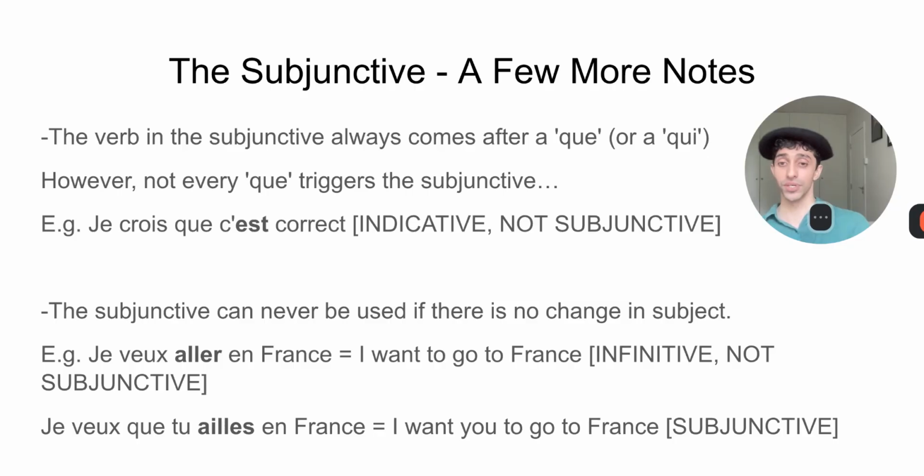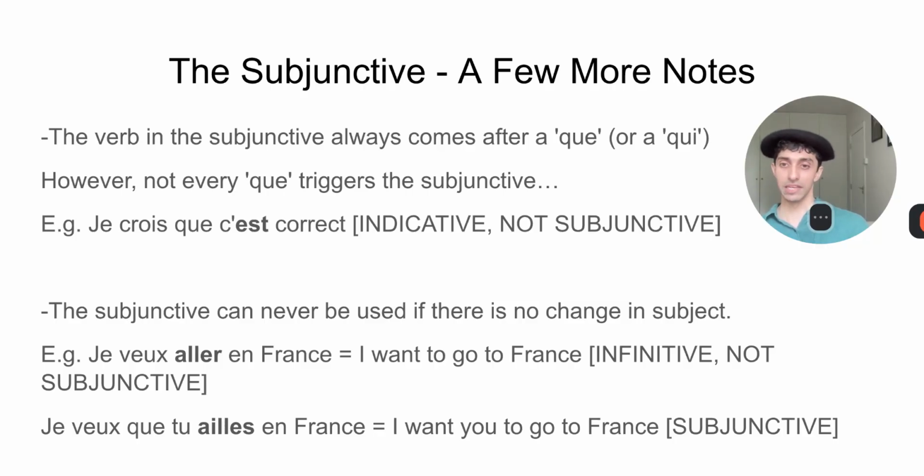the verb after the word que should not go in the subjunctive, but in the indicative mood. So the subjunctive pretty much always comes after the word que, but not every que triggers the subjunctive. For example, you would say je crois que c'est correct. You wouldn't say je crois que ce soit correct. So after je crois que, even though it ends in que, you still have to use the indicative, not the subjunctive mood. If you're saying I think that or I believe that, you're not really expressing doubt, I suppose, and so that triggers the indicative, not the subjunctive mood.